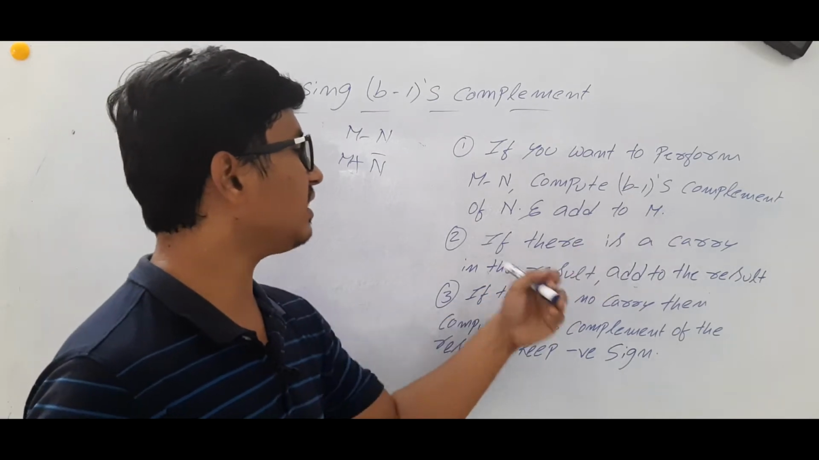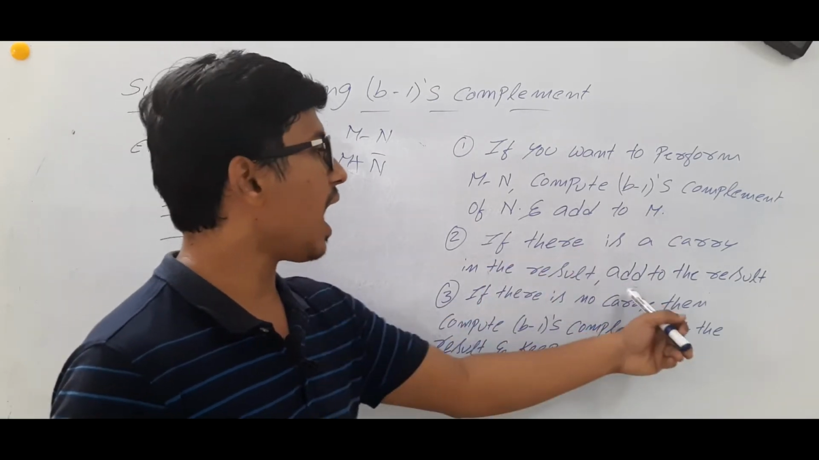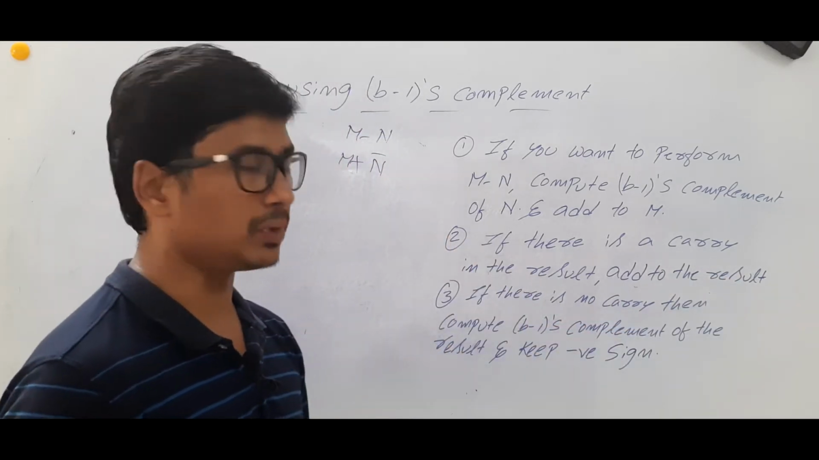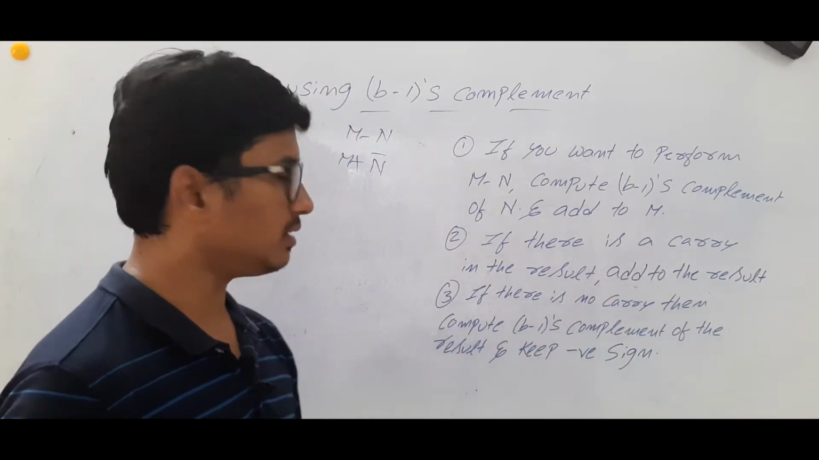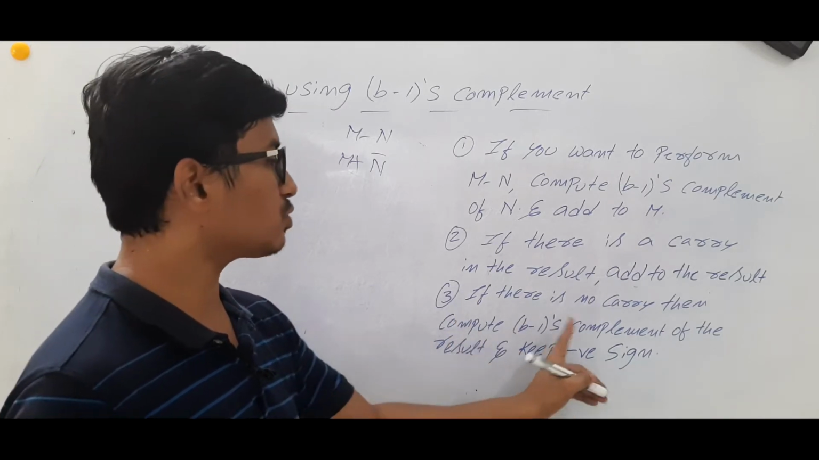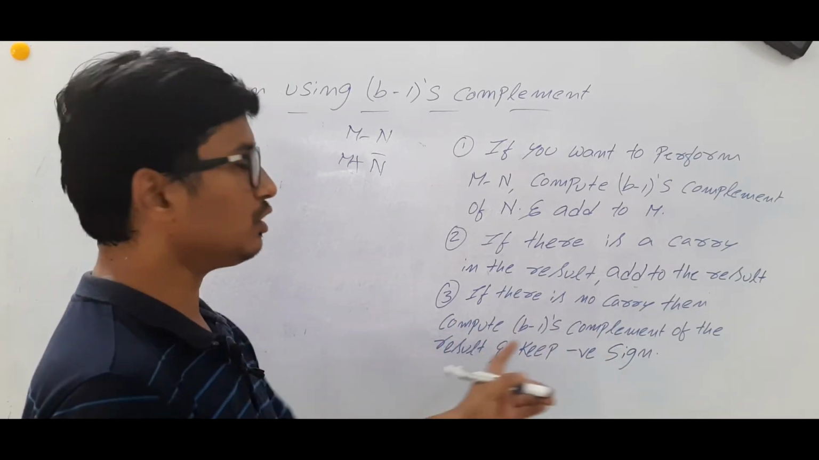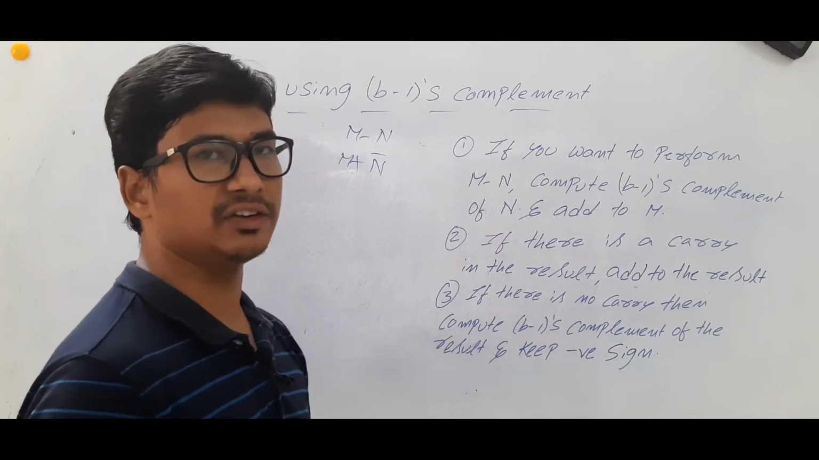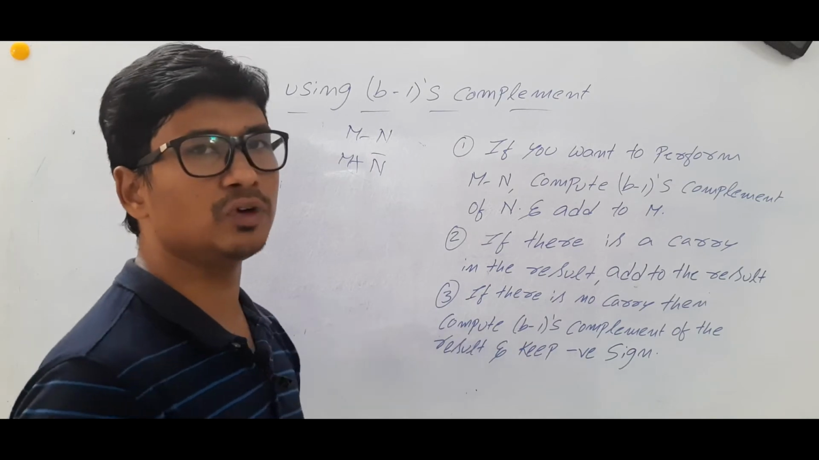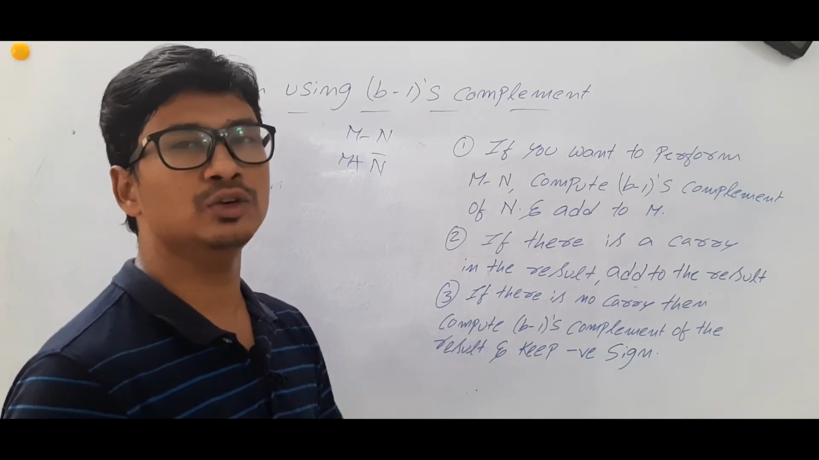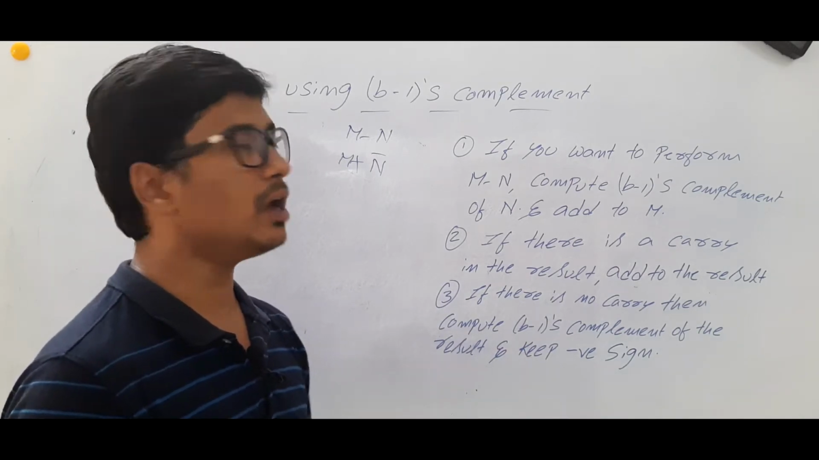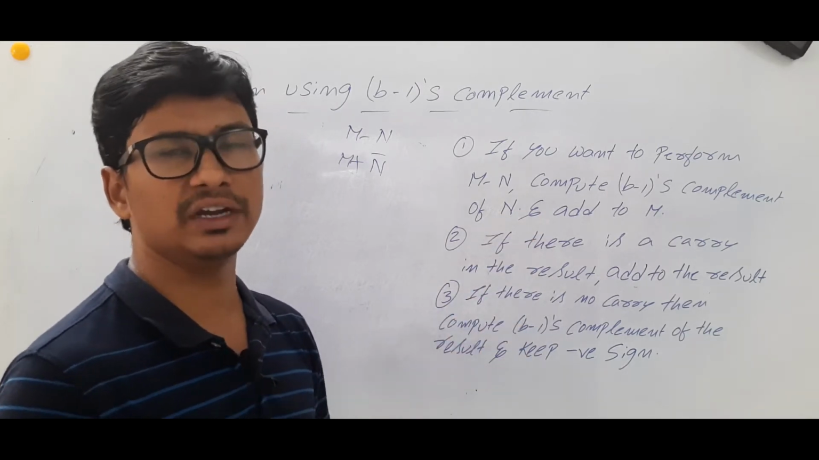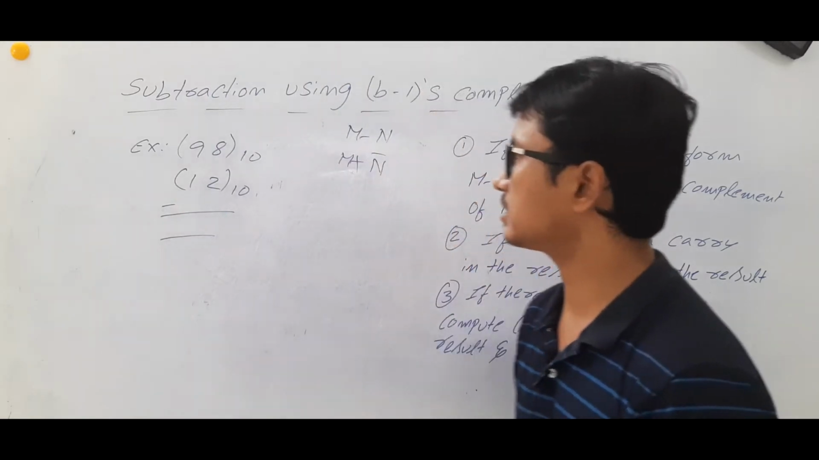If there is a carry in the result, add the carry to the result and consider it as a positive number. If there is no carry, then compute the b minus 1's complement again for the result and keep a negative sign in front of it. So these are the steps involved to perform the subtraction using b minus 1's complement. I hope you have understood the steps. If you do not understand the steps, don't worry, I will discuss two examples for better understanding.